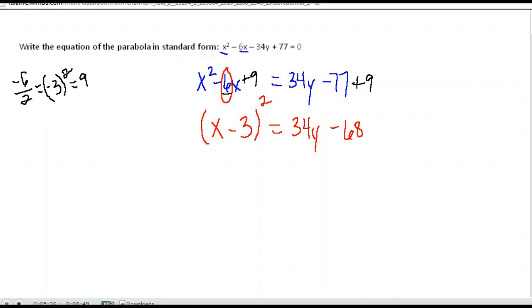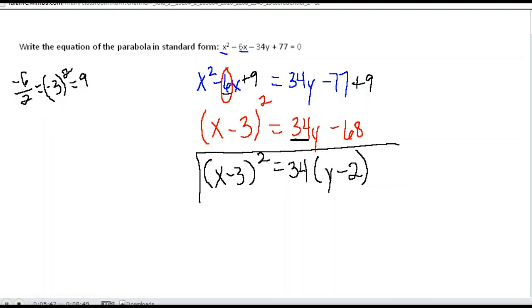And our last step here is to go ahead and factor out whatever was in front of this y. So we factor 34 out of this right-hand side. 34 goes into 68 twice. So we end up with x minus 3 squared is equal to 34 times y minus 2. Okay? We'll do one more example so we can go through those steps again.